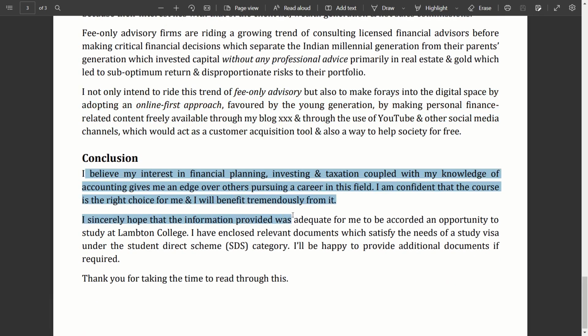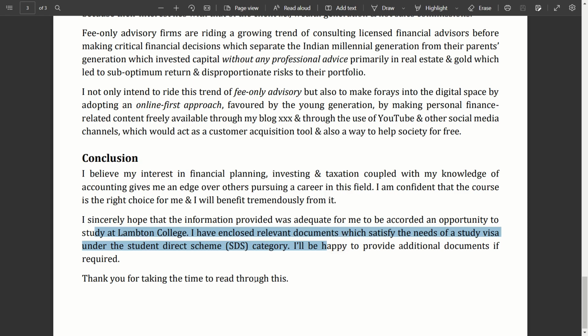And the conclusion is very basic. I say that because of my skills and my talents, I think I will be a great fit for this course, and I'm confident that this course is right for me. And then I basically close the SOP and say thank you to the visa officer.